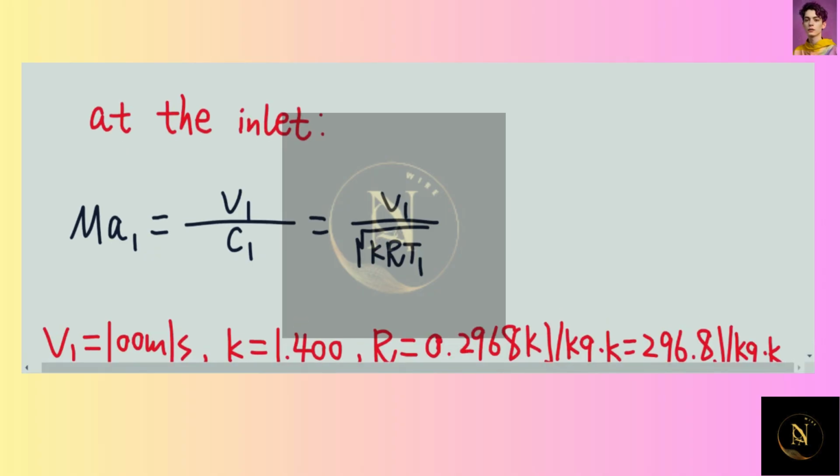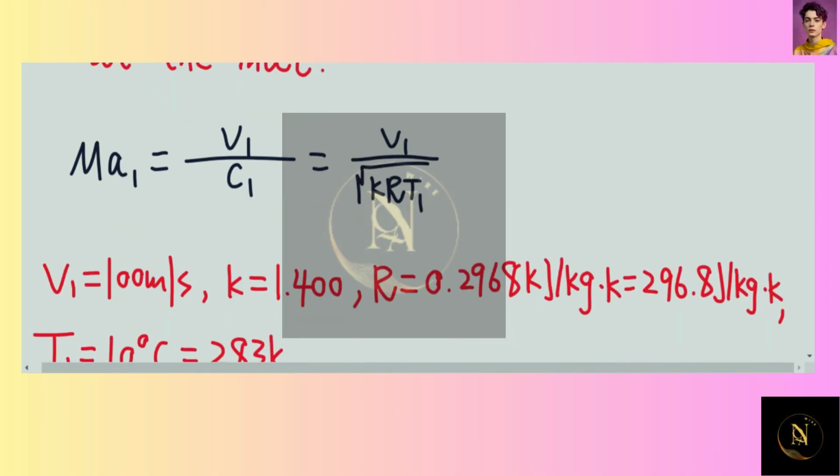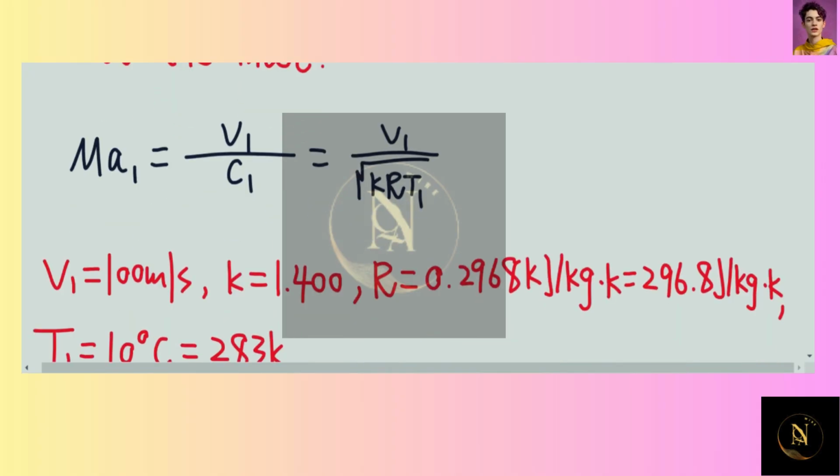So at the inlet, we have the Mach number, Ma1, which is equal to V1 over C1. V1 is the velocity of nitrogen at the inlet, and C1 is the speed of sound at the inlet. C1 can be expressed as the square root of kRT1. Therefore, the Mach number is V1 over the square root of kRT1. We know the inlet velocity is given as 100 meters per second.